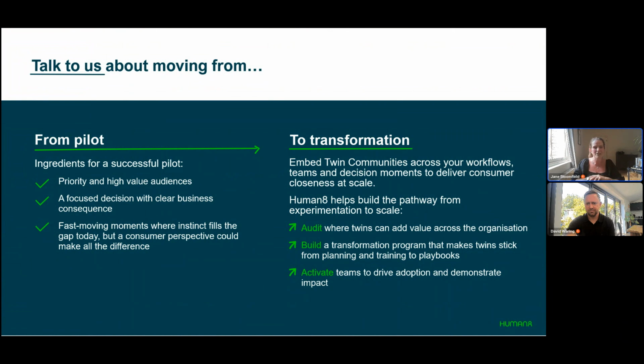Do think about a decision you're grappling with. That could be an extension of a strategic project, or it could be about augmenting an existing community or piece of research to test and learn. And as I said, our ambition is to really embed twins and twin communities across your workflows for your teams, to help you make decisions in the moment, and deliver that consumer closeness at scale. So we would love to hear your thoughts and talk more.